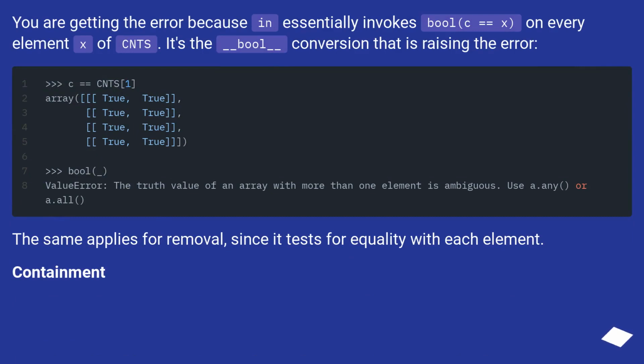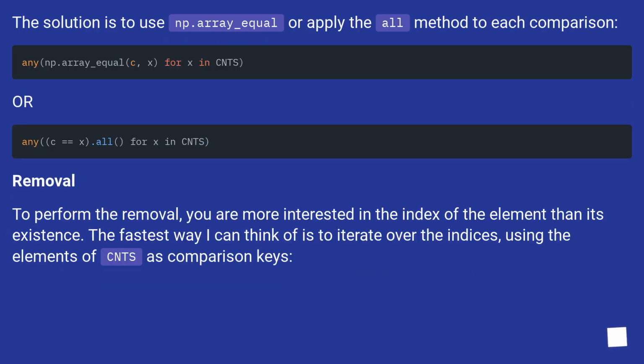You are getting the error because it essentially invokes bool(C == X) on every element X of CNTS. It's the __bool__ conversion that is raising the error. The same applies for removal, since it tests for equality with each element. Containment. The solution is to use np.array_equal or apply the all method to each comparison.